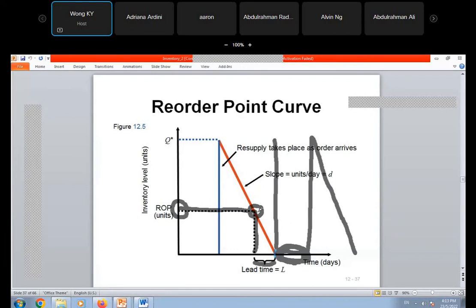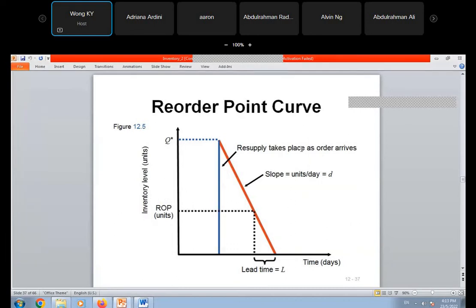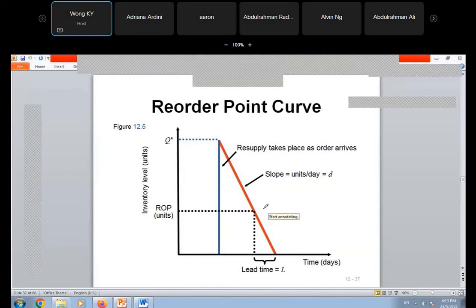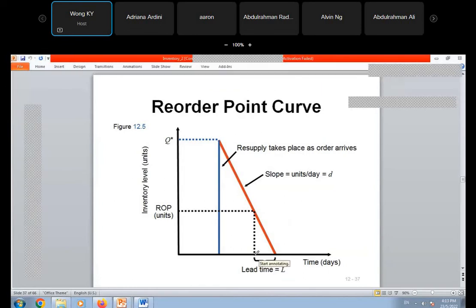So please understand this value here is what we call the reorder point. It is the inventory level, as I said, that will trigger the company to start making an order. This X value here is the lead time, which is L. And the slope of this line is actually the usage rate of the inventory. So usage rate is equal to the demand rate.